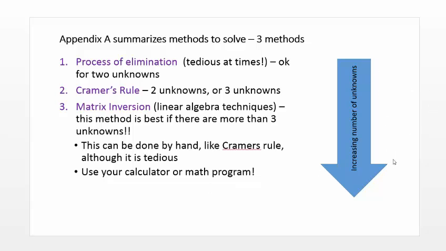So notice that I have an arrow over here. As I'm going down my list of math tools that you can use, I'm getting an increasingly large number of unknowns. For 2 by 2, do this. For 2 by 2 or 3 by 3, three unknowns, do Cramer's method. More than that, I would resort to a math program. So let's do some examples.